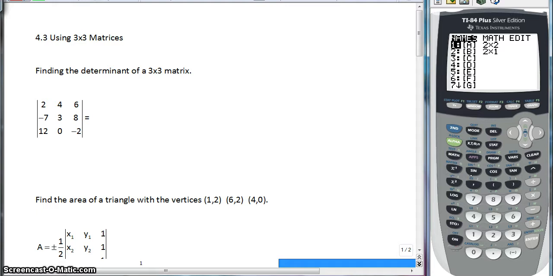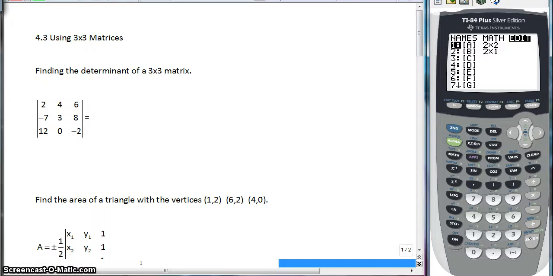You have names. You only use that when you want to use the matrix. Then we have math. That's going to be some mathematical calculations. As you see, number 1 is determinant. And then finally, edit. That's where you go to enter your information for the matrix. So for this one, we are going to edit. And I always like to edit matrix A and B. That's just who I am. But you obviously have a whole bunch of different options.